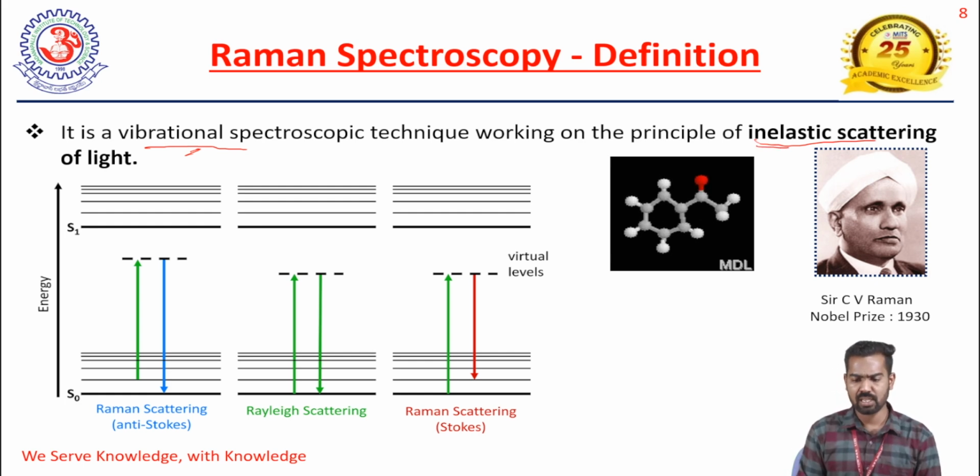Okay, you can understand the terms. It's very easy to understand. Suppose one molecule is there. Here you can see one diagram, and it is showing both types of scattering. The first one is Rayleigh scattering and the second one is Raman scattering.